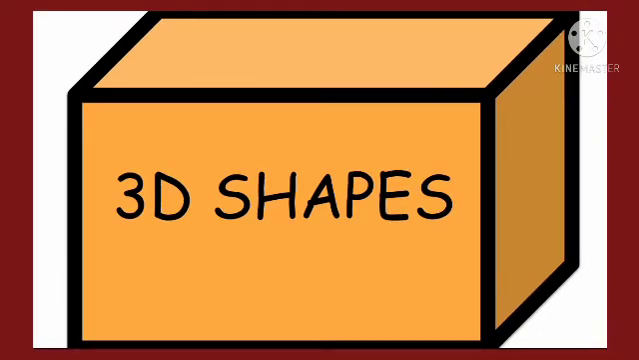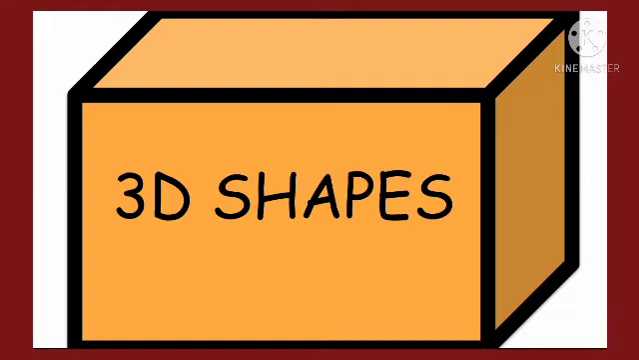3D shapes. While other shapes such as the shape of a house have length, breadth and height, such shapes are called 3D or three-dimensional shapes. In geometry, a shape or a figure that has length, breadth and height or depth is known as a 3D or three-dimensional shape. You can travel forward, backward, right, left and even up and down.